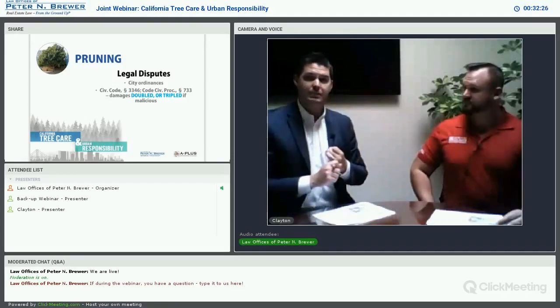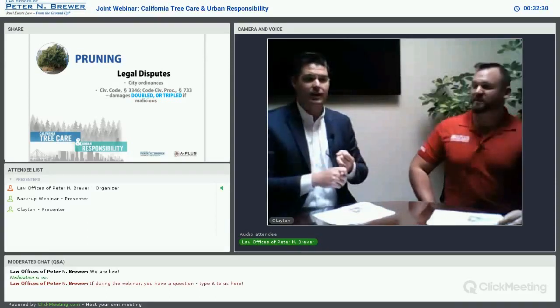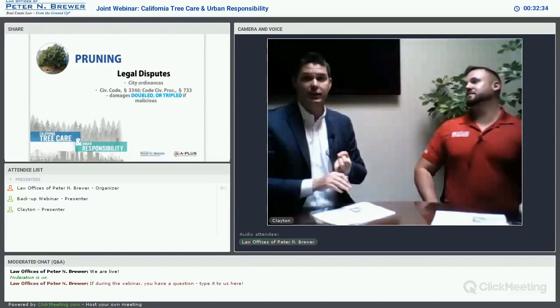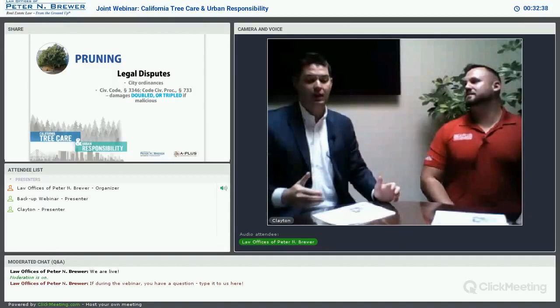And the value of the tree can be doubled if it's just a run-of-the-mill, sorry, I cut the tree without knowing what I was doing, or tripled if it's considered malicious. So you're mad at your neighbor, you just start cutting their roots and it kills the tree.